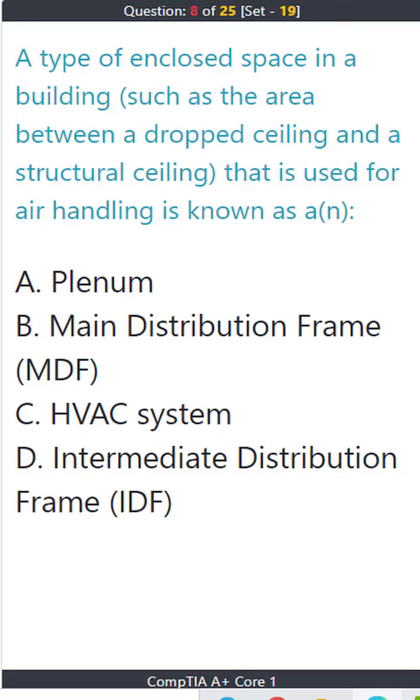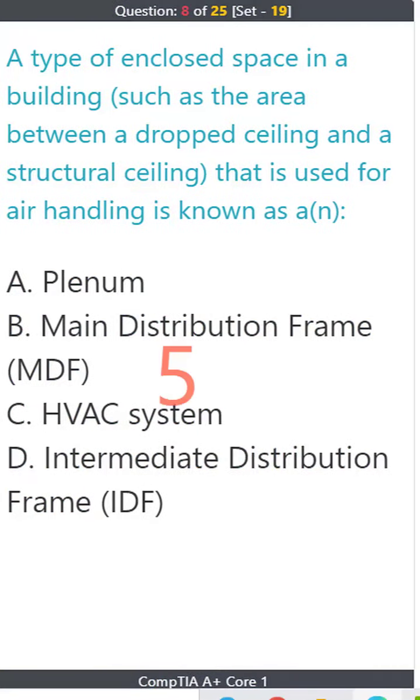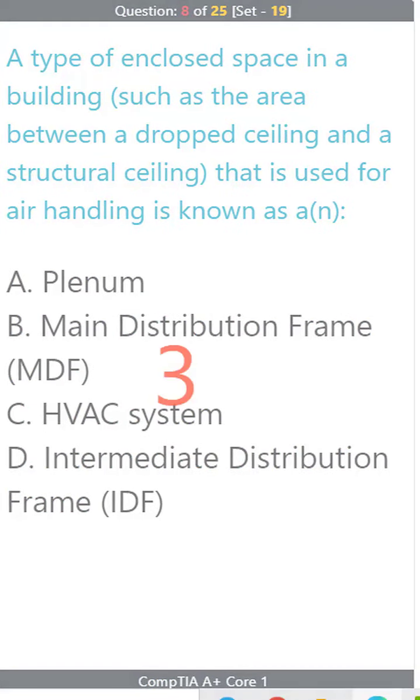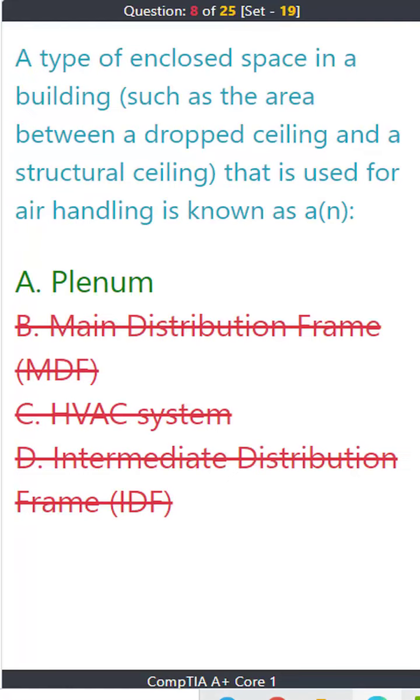Question 8. A type of enclosed space in a building, such as the area between a drop ceiling and a structural ceiling, that is used for air handling is known as A. Plenum. B. Main distribution frame, MDF. C. HVAC system. D. Intermediate distribution frame, IDF. The correct answer is A. Plenum.